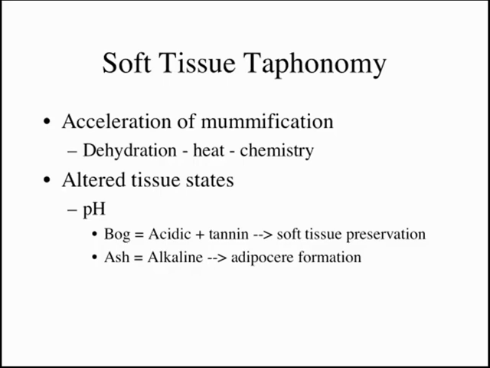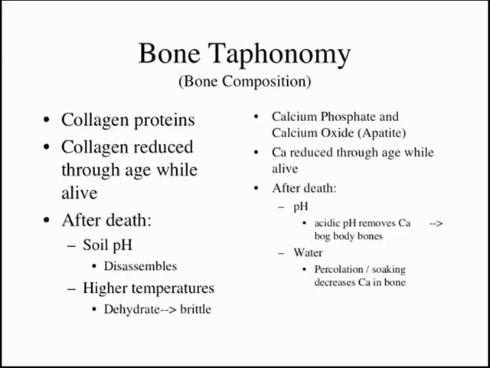But there's also tannin in peat bogs. It's like what's in tea. And that can lead to soft tissue preservation. But another thing happens in the bog, which we'll talk about in a second, to the bones. While the soft tissue is preserved, the bones dissolve away in a bog mummy. Now, ash is alkaline, and if someone is in a sooty burial site or where there's been a fire, that can lead to adipocere formation because that's alkaline. So the altered tissue states can occur there.